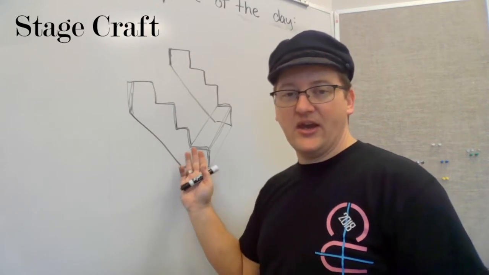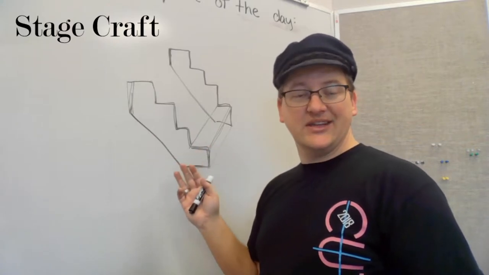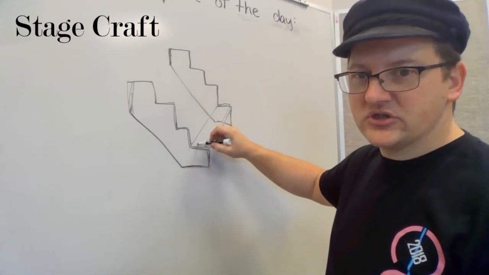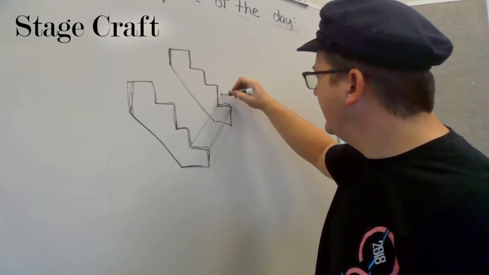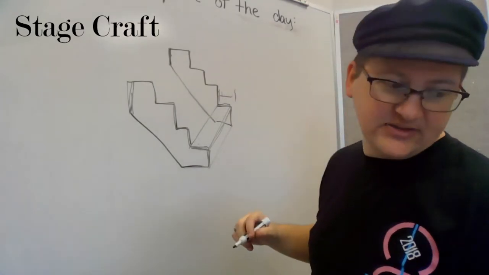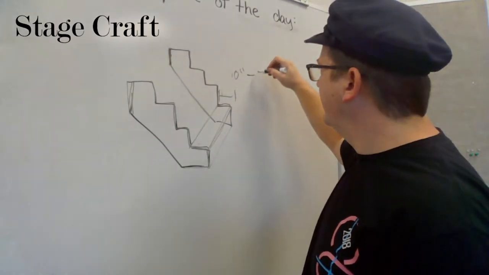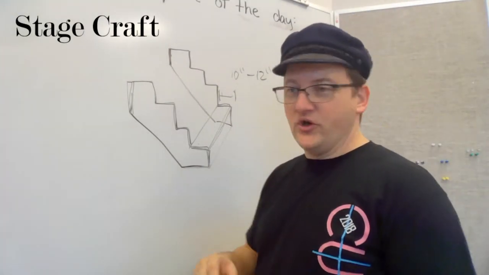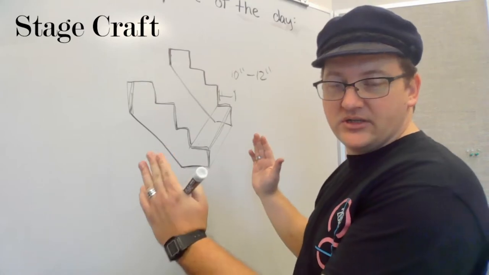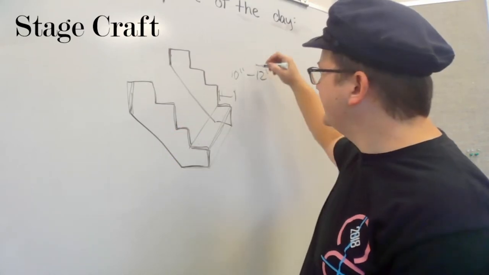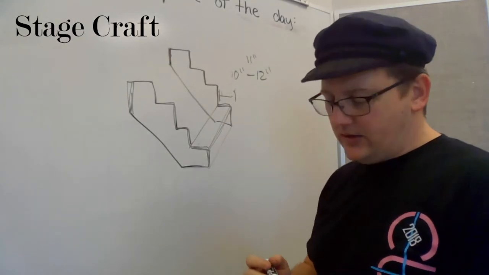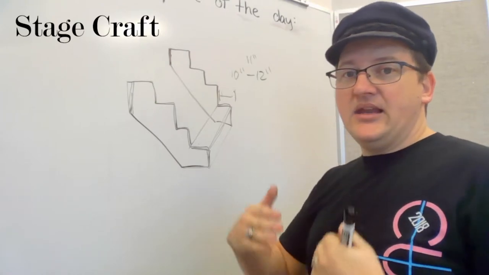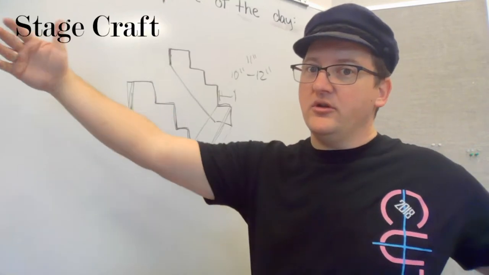Now, when making a carriage, the carriage is the most important part of the structure to get right. I've included some notes here. The standard tread length, this width, and I put it in the notes, is 10 to 12 inches for the tread. That means the part where your foot goes. Standard size is 10 to 12 inches, which means the optimum size is 11 inches. Any less than that, and the stairs will feel steep. Any more than that, and the stairs will feel shallow.